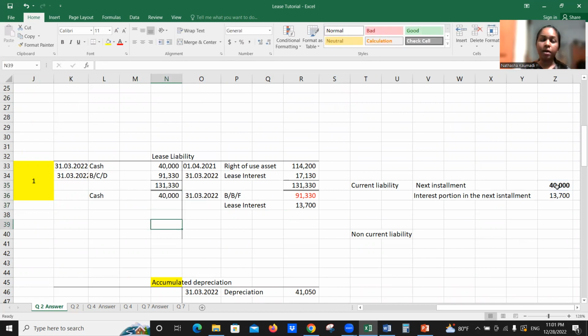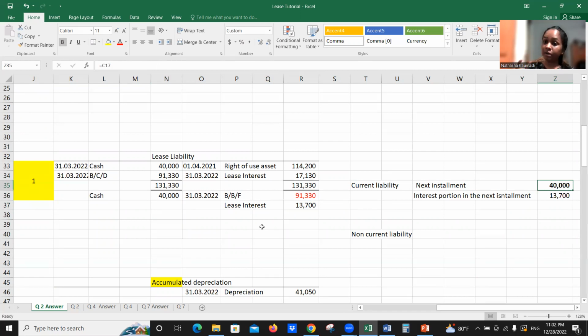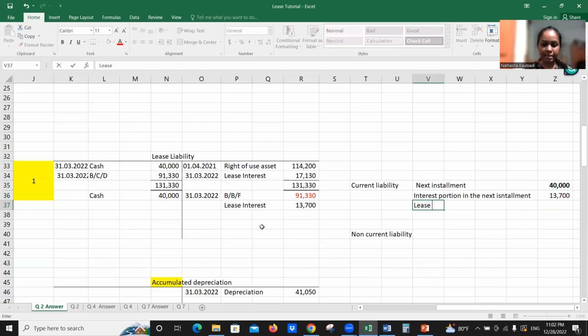Likewise, it will go for 4 years. The lease period is 4 years. It continues like that up to 4 years, until it reaches 0. You can try that later. Okay, what I looked at now is that the next installment is 40,000. Inside that 40,000 there is an interest portion of 13,700. How did we get that? By applying the interest rate to our opening lease liability. Okay. If the next installment is 40,000, and if 13,700 is included as the interest in the next installment, what is the lease liability?